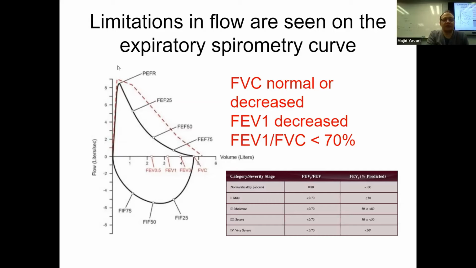The shape of the curve here is a scalloped shape, and the red dots here are the normal expiratory flow curve. And you can see that at different lung volumes, you have much less flow in liters per second. Categorizing these as mild, moderate, severe, and very severe is based on the percent of predicted FEV1. Don't make the mistake of looking at the ratio and trying to categorize, because that's easily done when it's less than 70%.